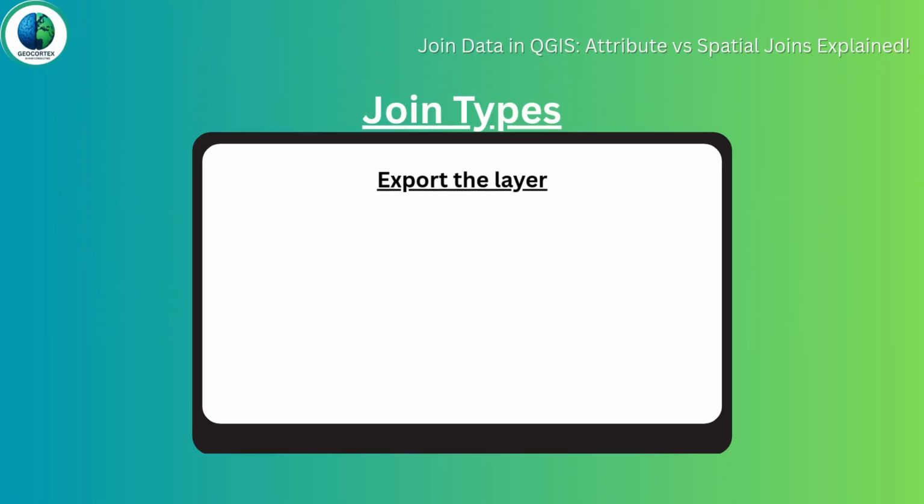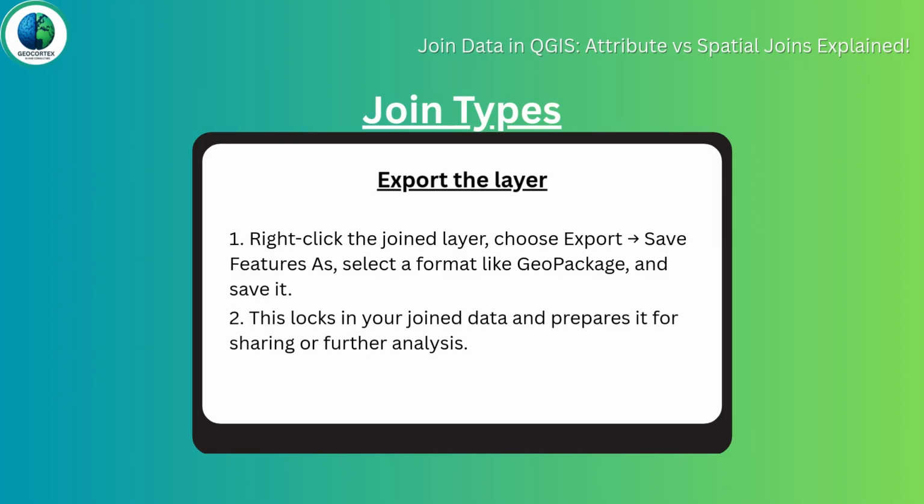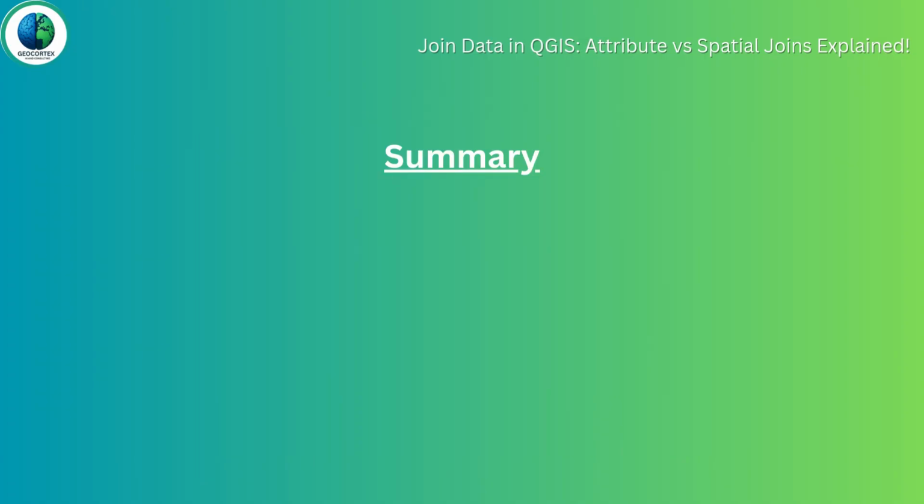Finally, once your join looks correct, always export the layer. Right-click the joined layer, choose Export, then Save Features As, select a format like GeoPackage and save it. This locks in your join data and prepares it for sharing or further analysis.